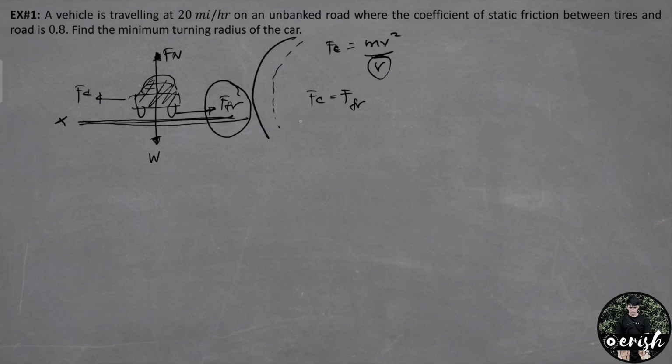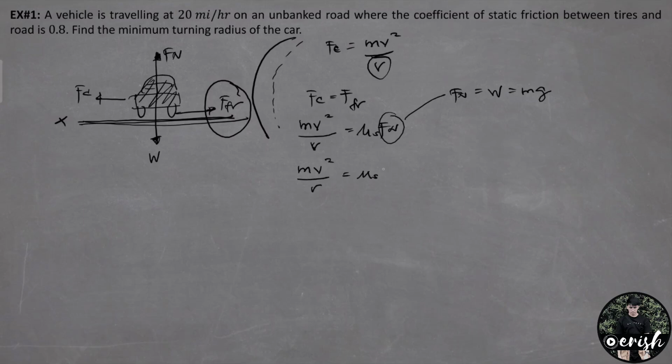So centripetal force is equal to mass times the velocity square over r, and yung frictional force naman natin is equal sa coefficient of friction or coefficient of static friction times the normal force. Kaya lang, yung normal force naman by y component, normal force is simply equal sa weight or sa mass times gravity. Mass times velocity square over r is equal to the coefficient of static friction times mass times gravity. We can now solve for the radius.